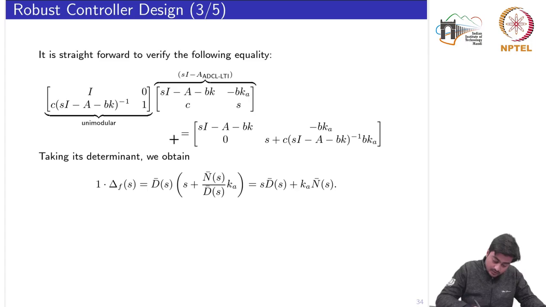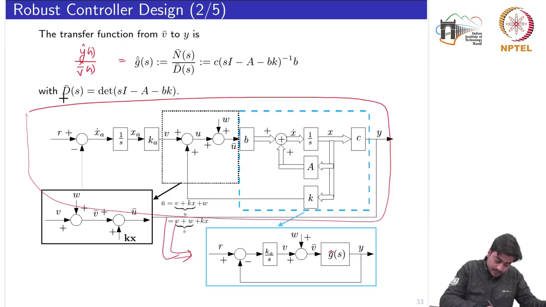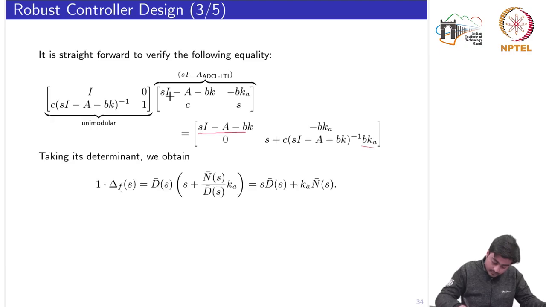The determinant of this one would be this polynomial delta, which is the characteristic polynomial of the closed loop feedback. Now, since this is again an upper triangular matrix, I can write it as the determinant of this one times the determinant of this one. You can see that the determinant of this one is nothing but d bar hat from here, d bar s, is equal to the determinant of this one.